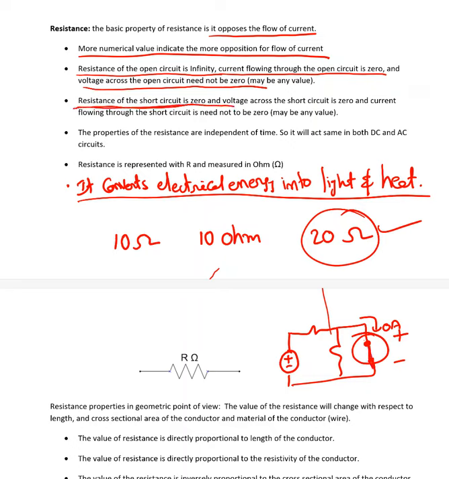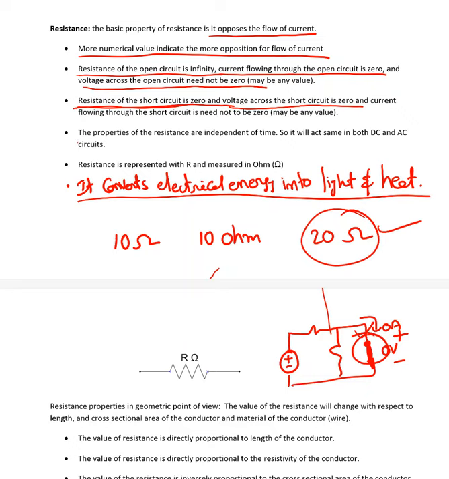Now, the resistance of a short circuit is 0. Say, for example, if I short circuit this, the resistance of that resistor becomes 0, and the voltage across the short circuit is 0. So once you short circuit, the voltage difference between these 2 points is 0 volt. But there could be any amount of current passing through that circuit.